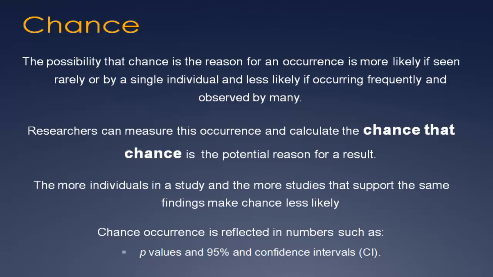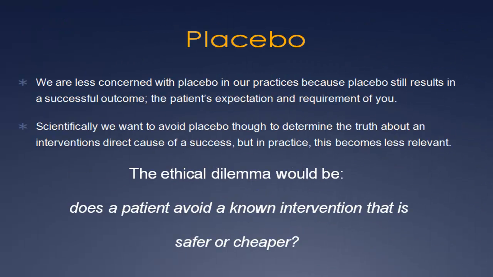Finally, the scientific concern about what appears to be a successful outcome is placebo. We're less concerned with placebo in our practices because placebo still results in a successful outcome. Scientifically, we want to avoid placebo to determine the truth about an intervention's direct cause of an effect. But in practice, this becomes less relevant. The only ethical dilemma would be if a patient avoids a known intervention that is safer or cheaper.